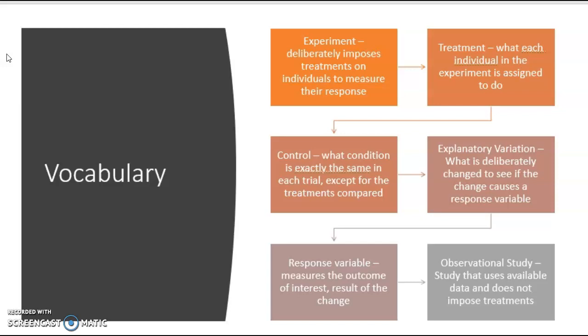Explanatory variable is what is deliberately changed to see if the change causes a response. So what are you actually changing in this experiment? Response, of course, is how you measure it, the outcome. And then you've got observational studies, a study that uses available data and does not impose treatments. That's the big difference between observational studies and experiments.